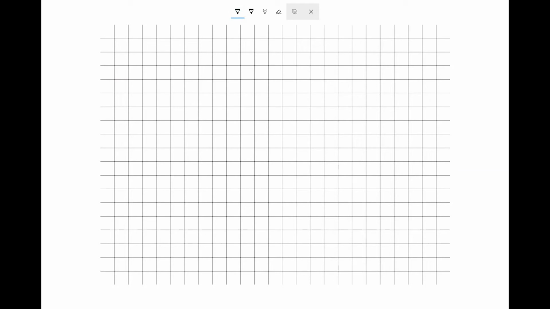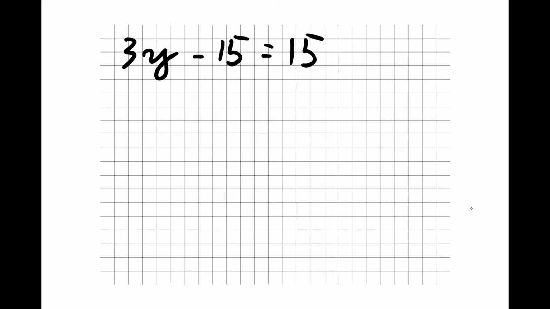Let's say we have 3y minus 15 is equal to 15. Okay? We still have a single variable over here. We have a coefficient, which means multiplication, and then we have the minus 15 over here.